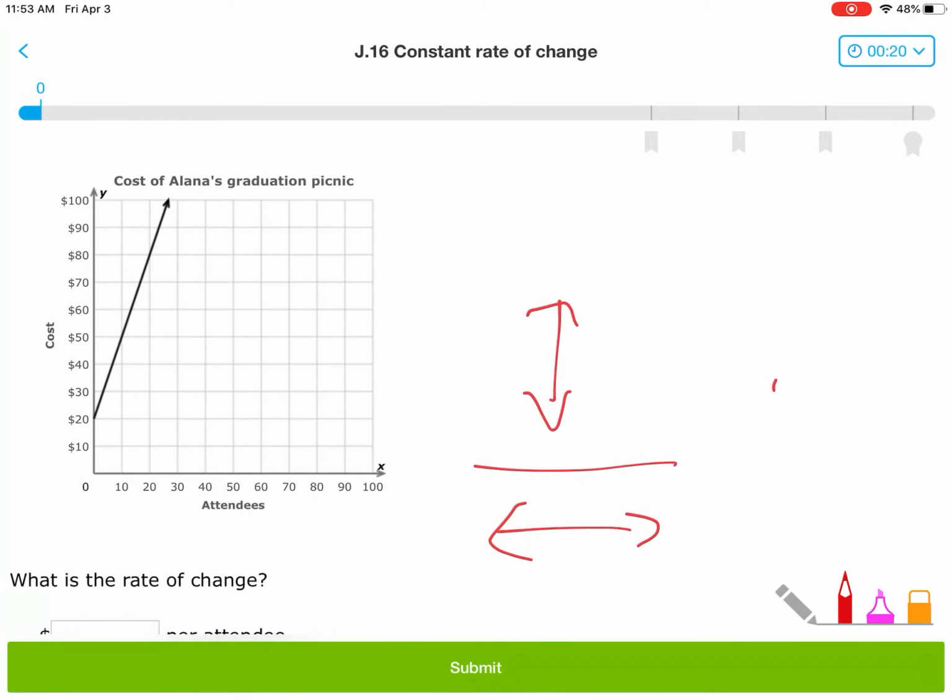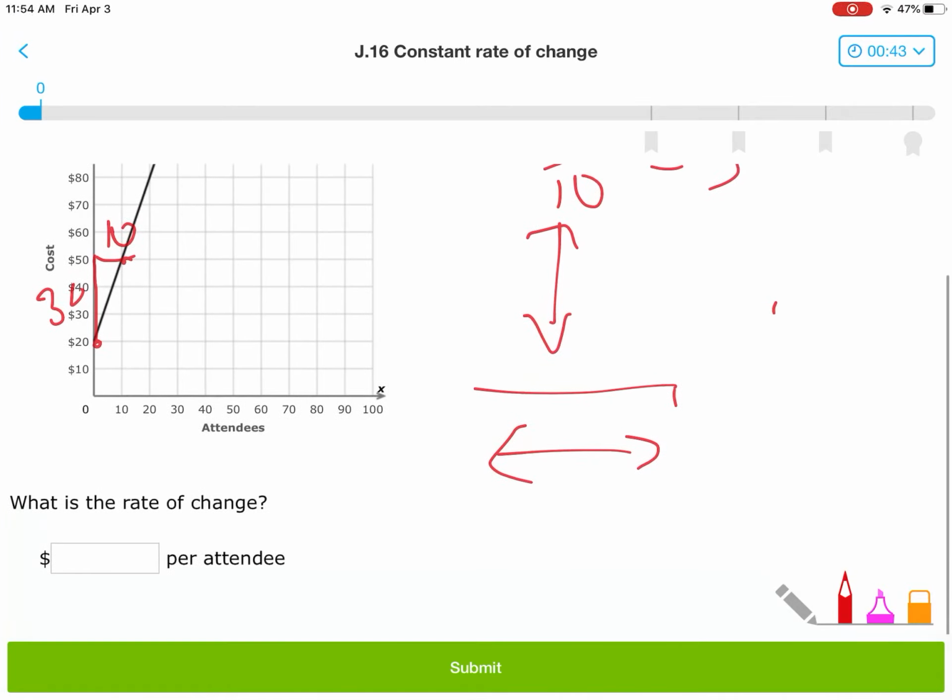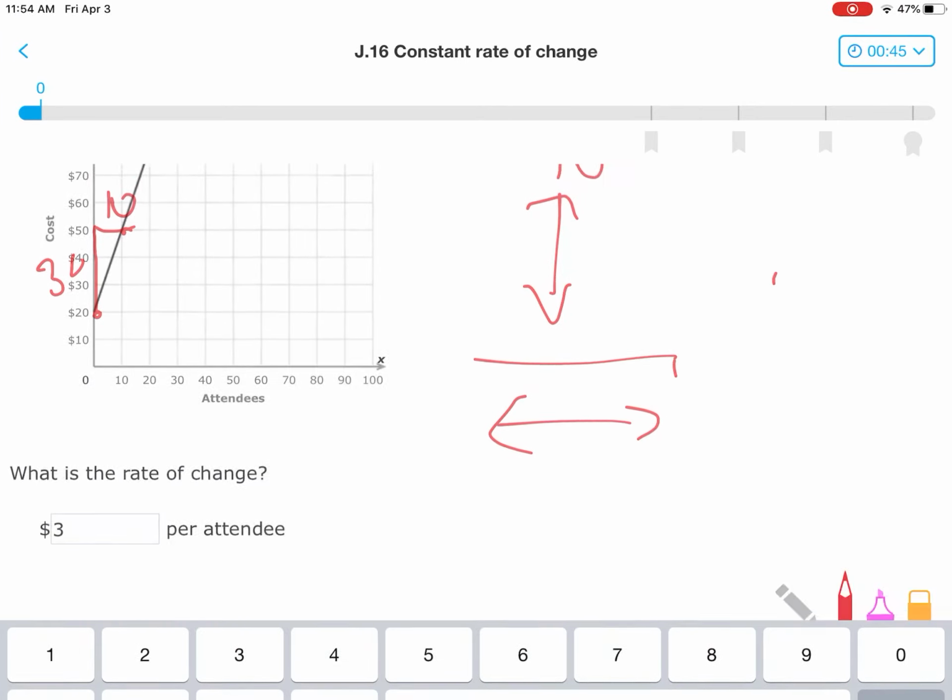So I'm going to look for a place where my graph goes perfectly through an intersection. So on this one, if you take a look, that's going perfectly through an intersection, and this one's going perfectly through an intersection. Make sure you're looking at your labels because it looks like this one is counting by tens. So I got to go from one point to the other. So I go up 10, 20, 30, and over 10. So 30 divided by 10 is 3. So it's $3 per attendee is the rate of change.